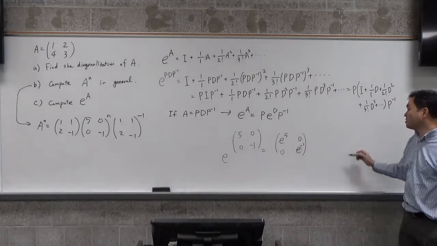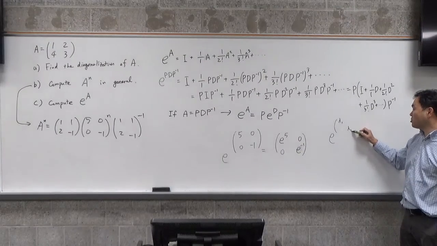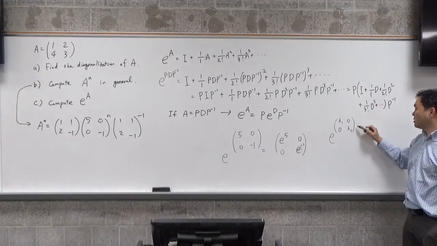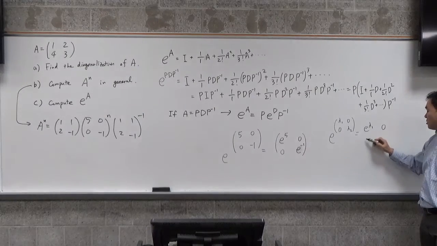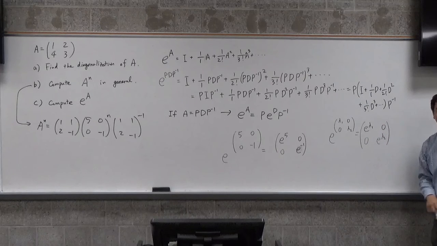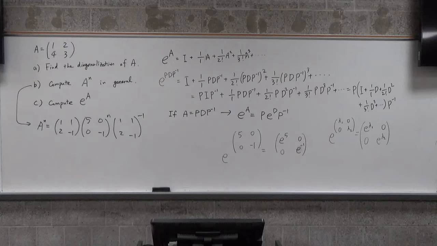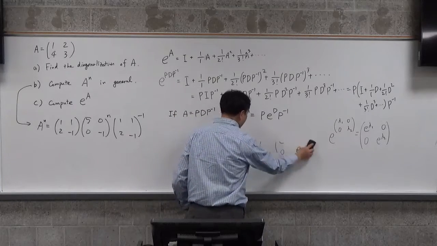So in general, this is true. If you have D diagonalized with lambda 1, lambda 2, this is going to be e to the lambda 1, 0, 0, e to the lambda 2. Just like that. Diagonalization makes everything very easy. Okay? All right, so now we're almost there.